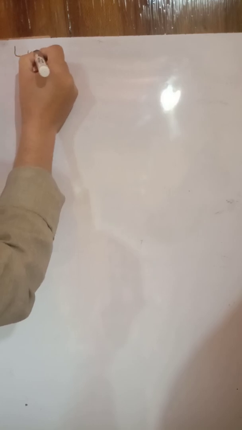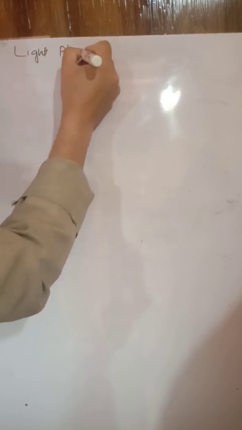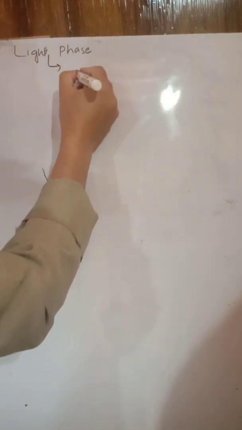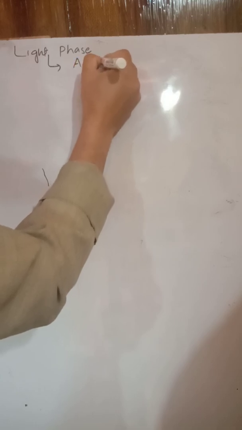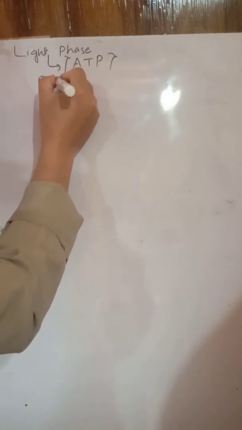First of all, we will take the light phase. In the light phase there occurs synthesis or production of ATP. The synthesis of this ATP occurs with the help of a process called photophosphorylation. Photo means light and phosphorylation means synthesis of ATP.